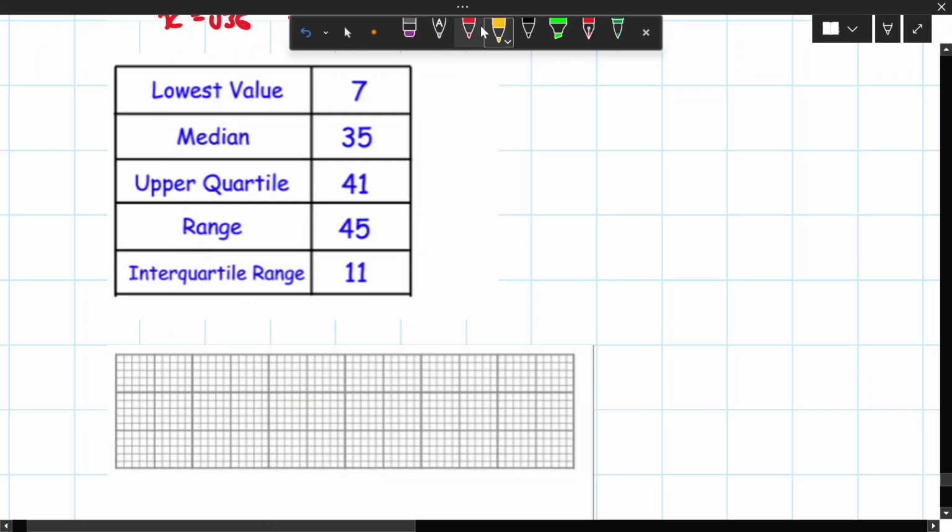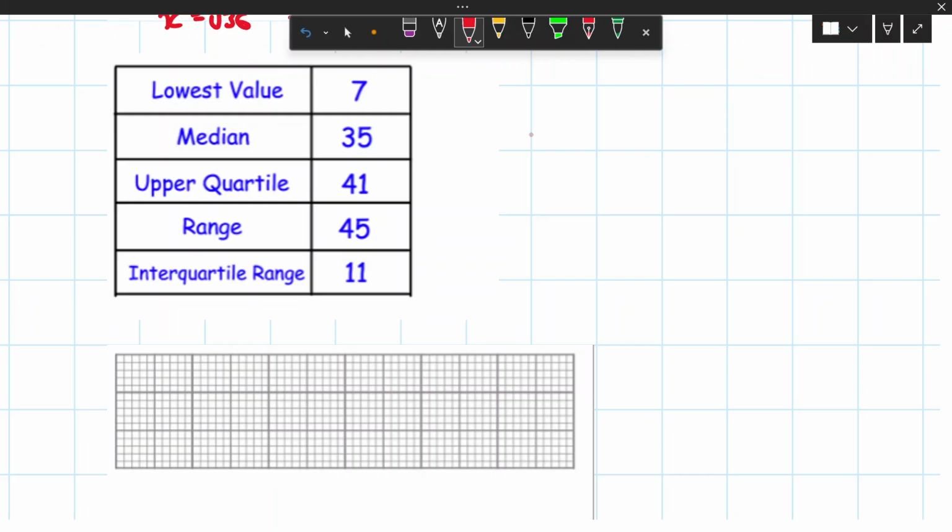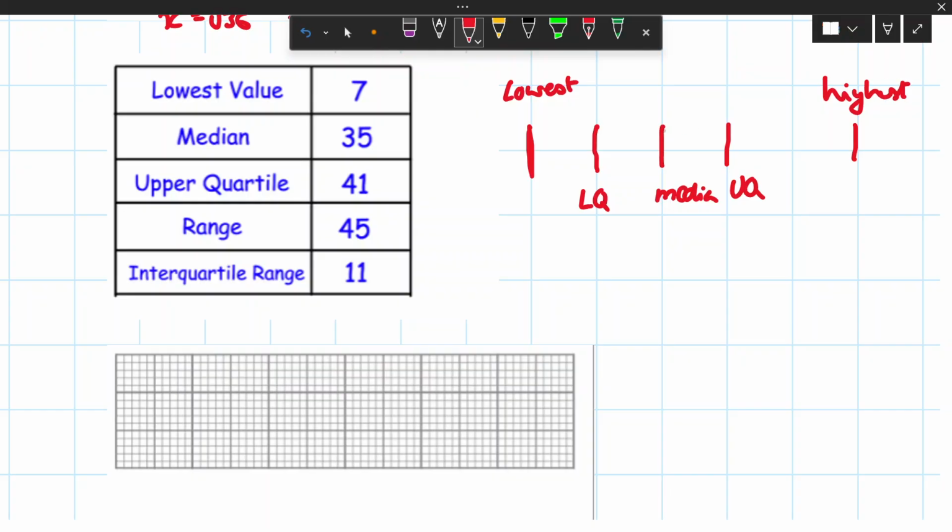Next one, we have to draw a box plot. When you're drawing a box plot, we need 5 numbers. Just to recap the topic, you need the lowest value, then your lower quartile, then your median, then your upper quartile, and then finally your highest value. So you need these 5 values, and then you connect the 3 in the middle, and then you join the ones at the end, and that's how you get your box plot.